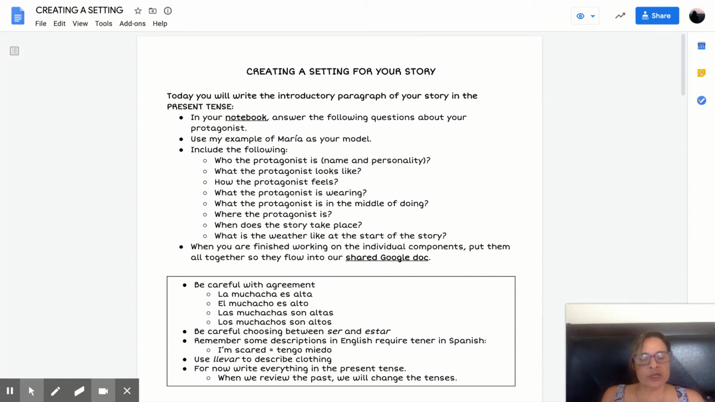Remember, it's really important that you continue to have the connection between your handwriting and your brain as you're working with Spanish. So for this lesson, you're going to be handwriting in your notebook all the individual parts of your description, and then you're going to take all of those individual parts and put them together in a shared Google Doc. I have not asked you guys to write an email today.